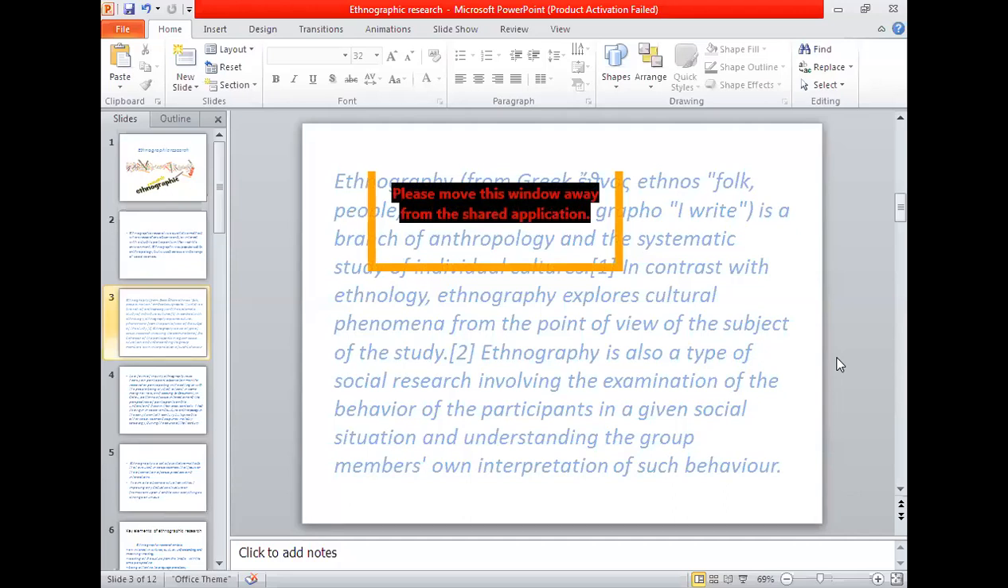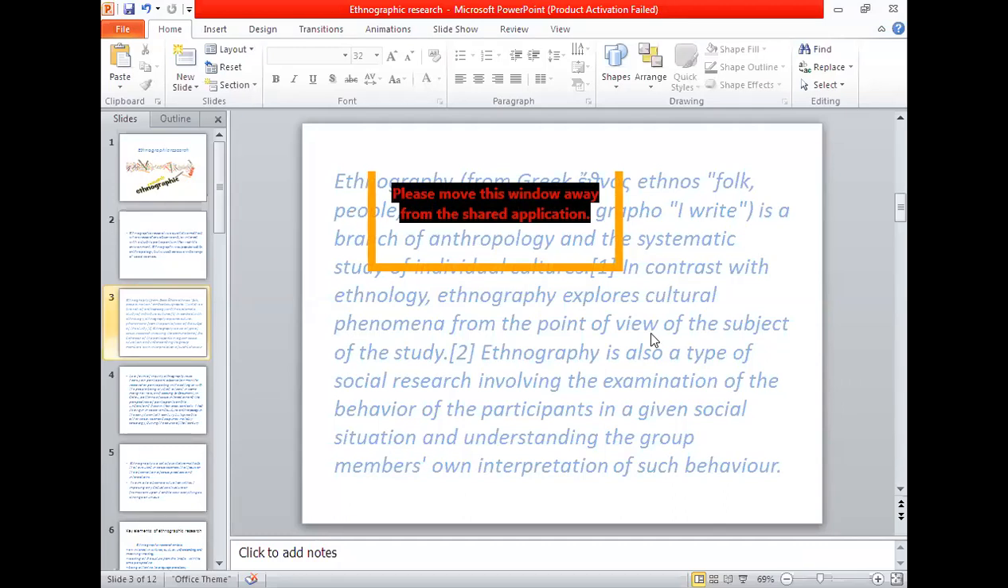In contrast with ethnology, sometimes we mix ethnography and ethnology, but ethnology and ethnography are different. We just start focusing on ethnography, where ethnos means folk, people, different groups of people, and we write about them, we talk about them, we observe them.